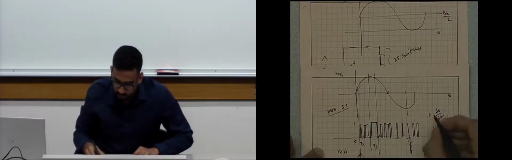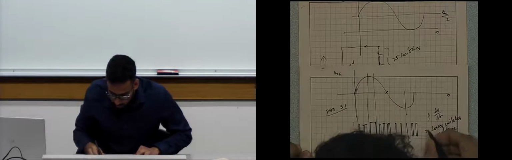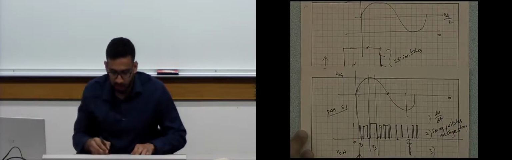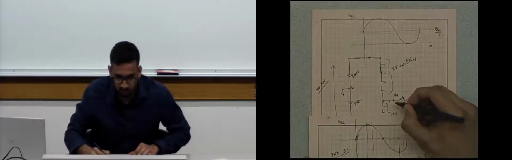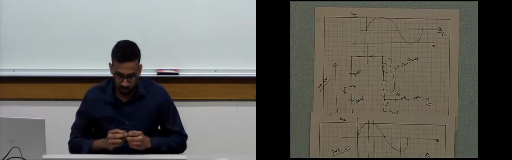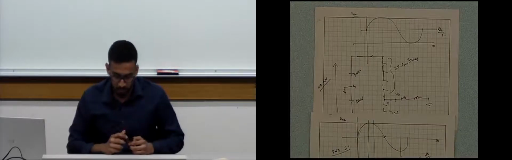So the first, the dV by dt is a problem. Series connected switches, voltage sharing is a problem, and another problem is the harmonics at the output voltage. The harmonics that we see here will be very high in case of series connected switches.